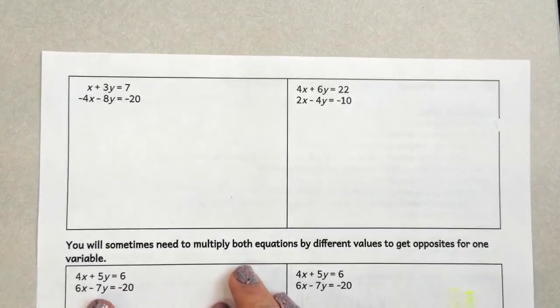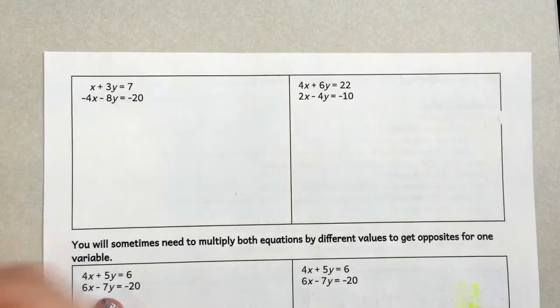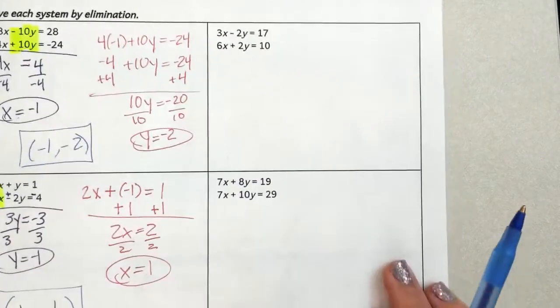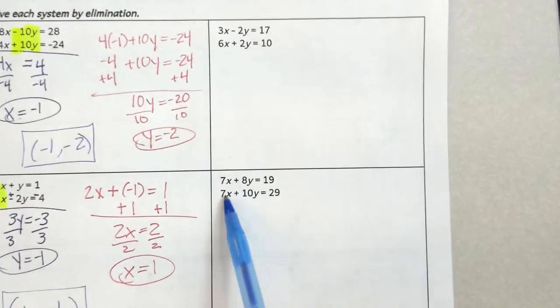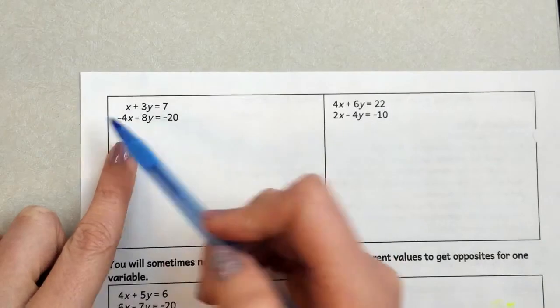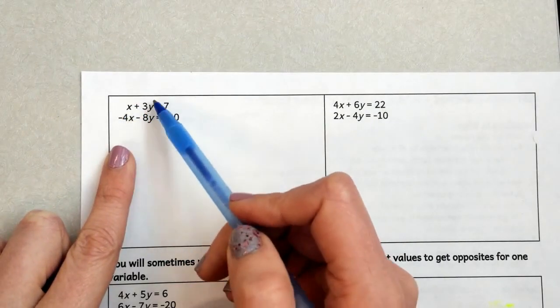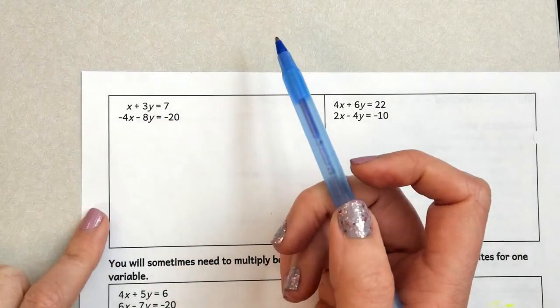Sometimes you can't find numbers that match up really easily. Like here we know we would have done the y's because they both had 2's. Here we would have done the x's because they both have 7's. This one I don't have any numbers that match up. There's no double 4 or double 3 or anything like that.